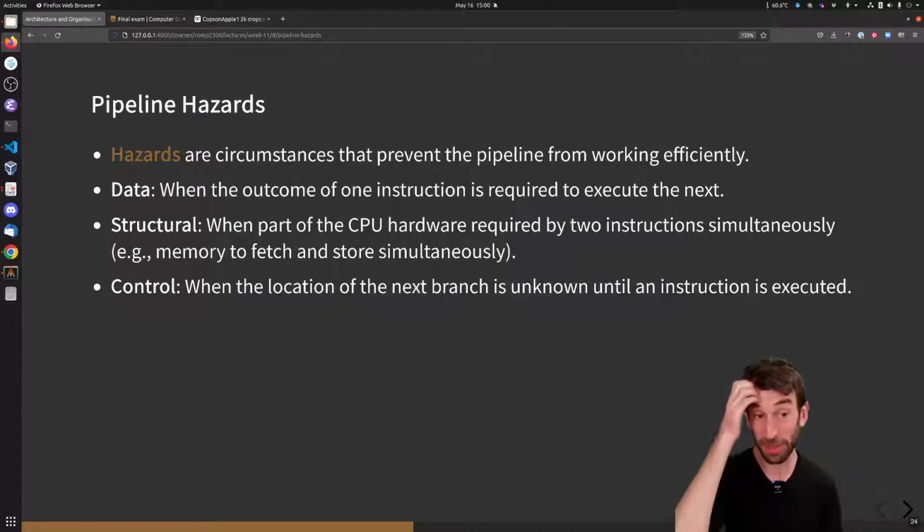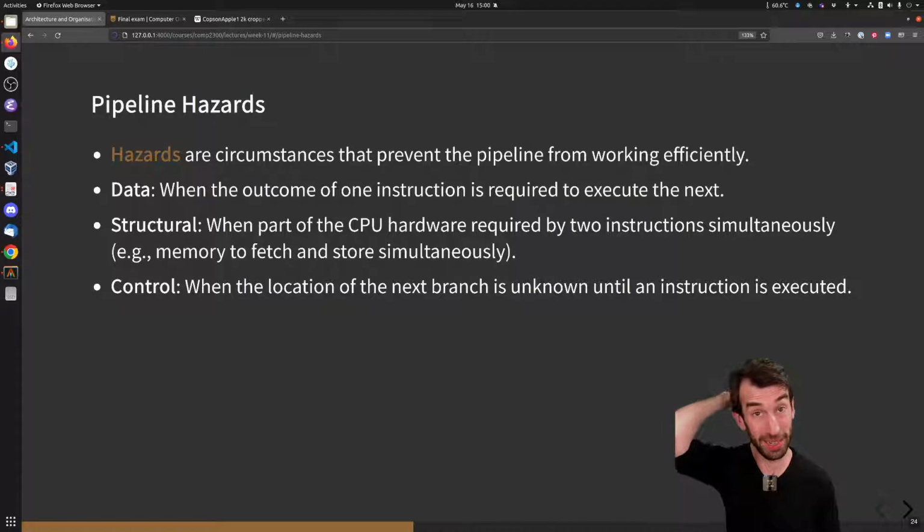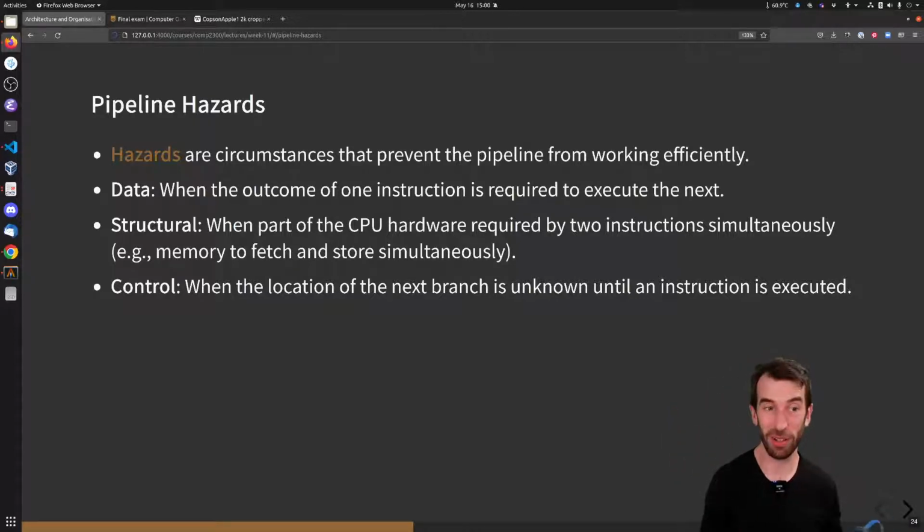No, there are a number of different things which can go wrong with this pipelining idea, and we call them pipeline hazards. There's a specific terminology for them. A hazard is a circumstance that prevents a pipeline from working correctly. So you might like it to be 1, 2, 3, 1, 2, 3, all very neat, but it could be that there's some reliance on data from one outcome to do the next instruction.